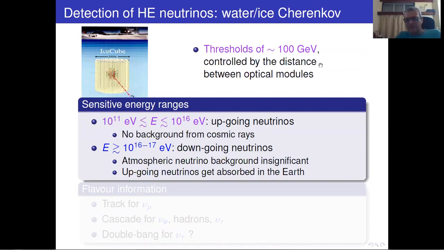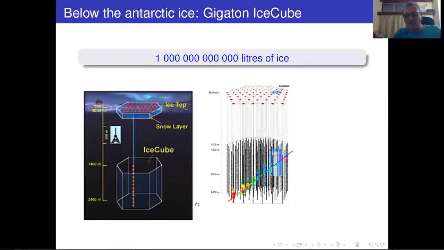IceCube has a threshold which is quite large, of about 100 GeV, and the reason for that is because you cannot afford to put these photomultiplier tubes very, very close together. The distance between two of these is tens of meters. Therefore, if the neutrino is at very small energy, then it can lose its energy within those 10 meters. So the threshold is quite large, about 100 GeV, controlled by the distance between optical modules.